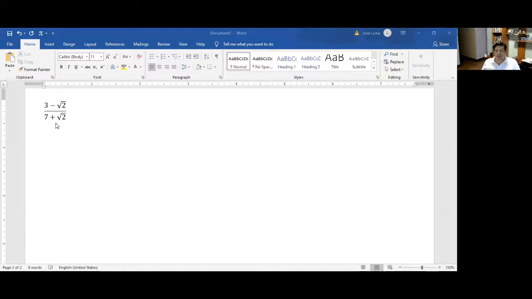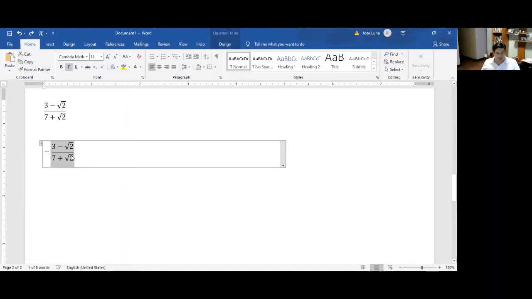In order to change the form, we're going to multiply it by 1. So I'm going to copy it. We're going to say that this is equal to the same expression, and I'm going to multiply it times 1. Which 1? A 1 in the form of a fraction.